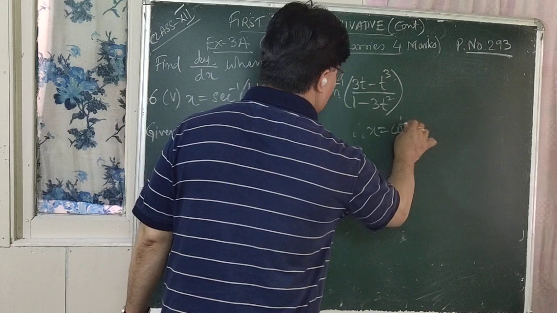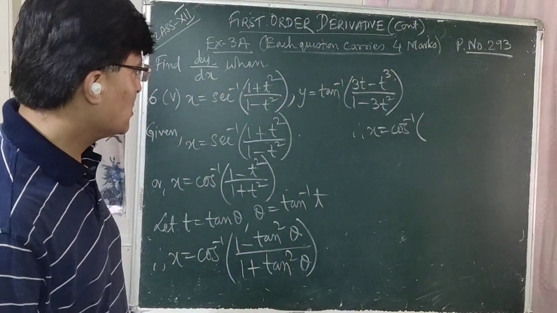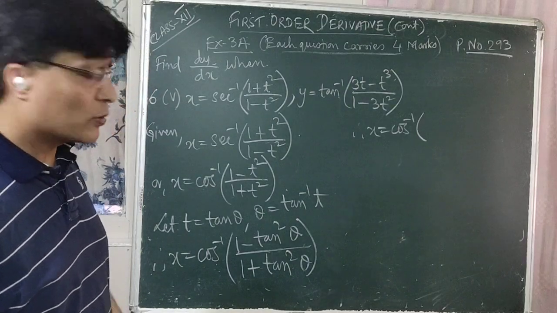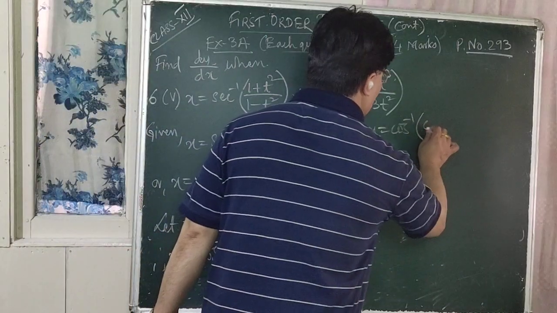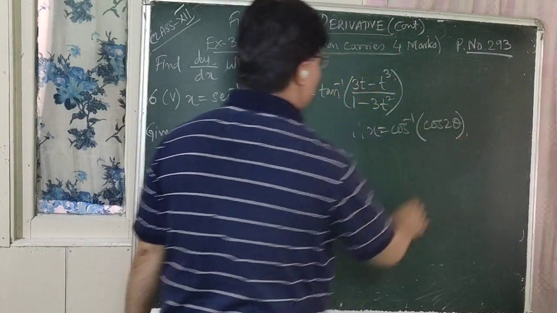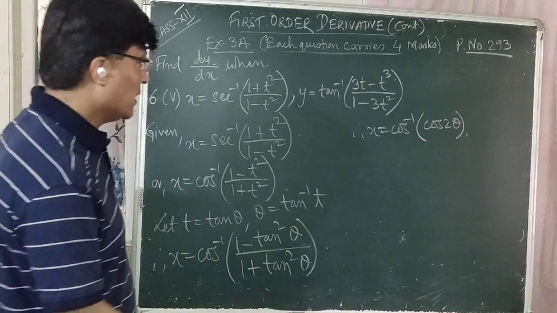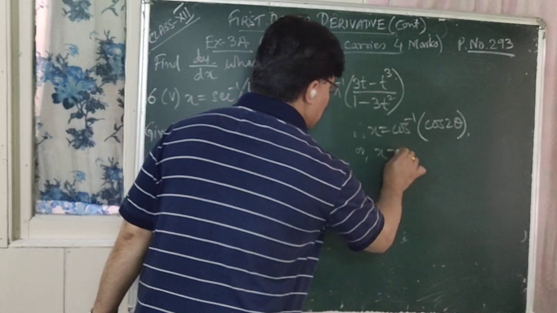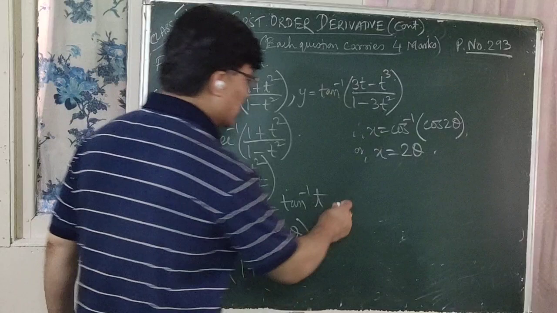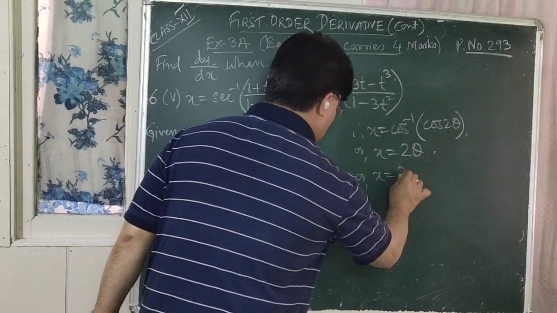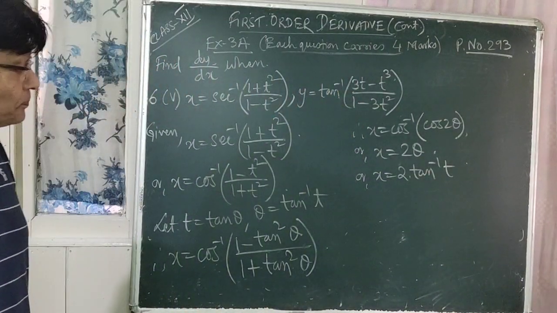So what is the value for x in this case? x is equal to cos inverse within bracket 1 minus tan square theta upon 1 plus tan square theta. You know that this is the formula for cos 2 theta. You know it from multiple angles. Okay. So x is equal to cos inverse cos 2 theta, which is only 2 theta. So what is the value for theta in this case? So x is equal to 2 into theta, which is tan inverse t.